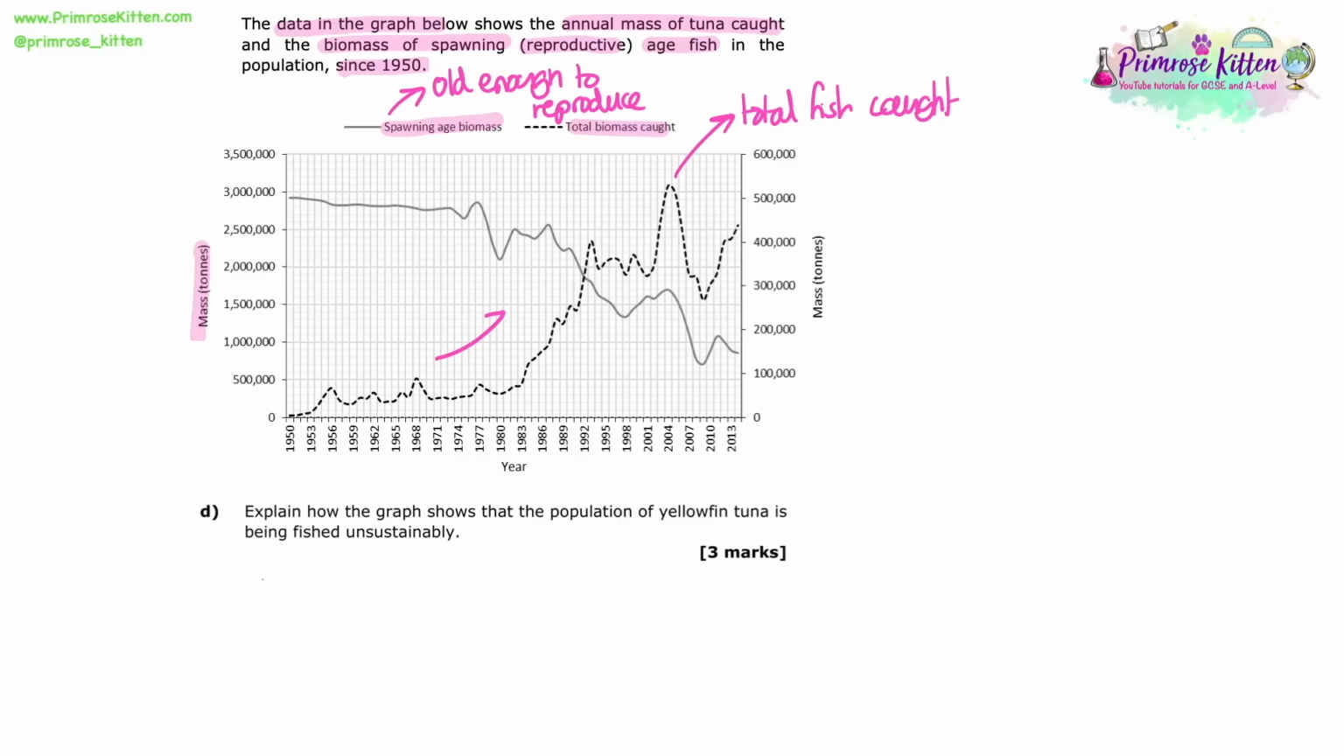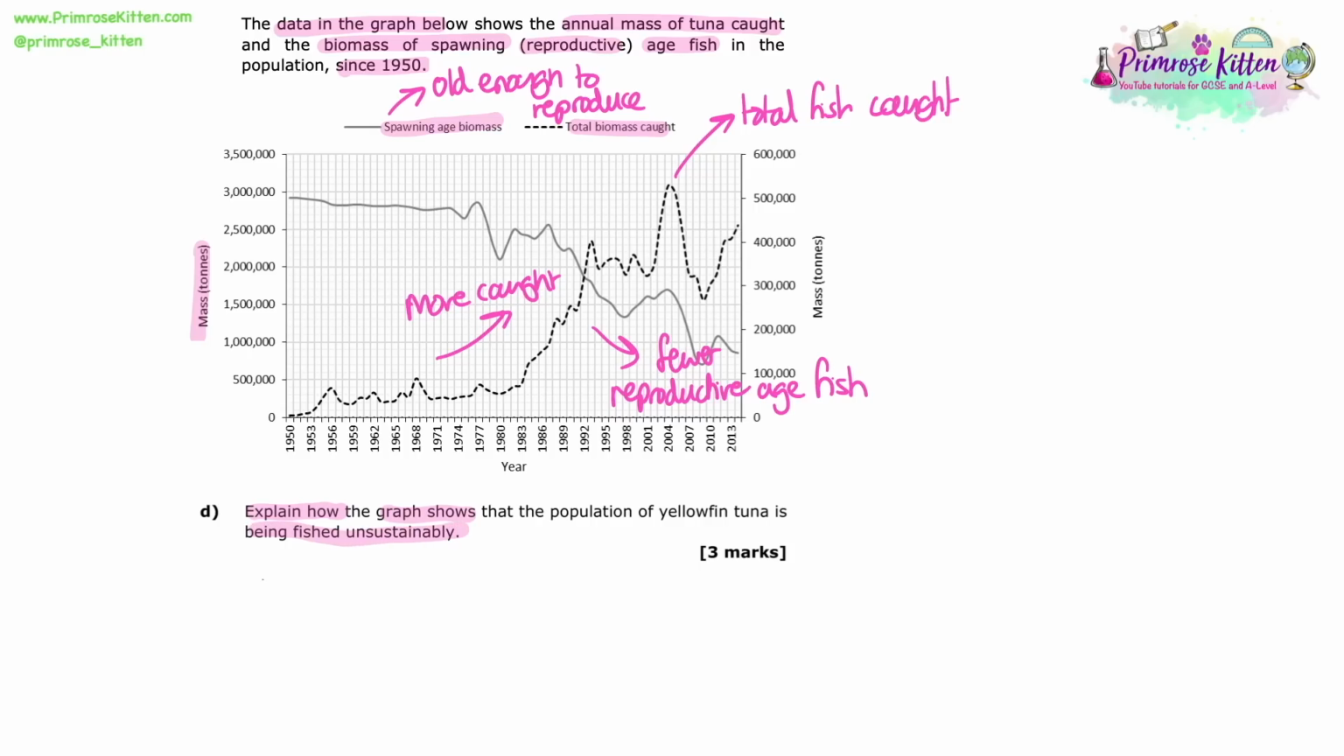Just like with the tables and any graphs you get, always have a look at seeing the patterns that you can spot to start with. So there's clearly been a dramatic increase in the total number of fish being caught every year, which is my black dotted line, massively increasing since the 1950s. And there's clearly a decline, or there are fewer reproductive age fish left in the population. So that's been decreasing, whereas the total number of fish being caught has been increasing.